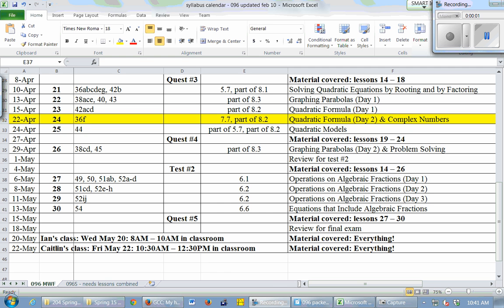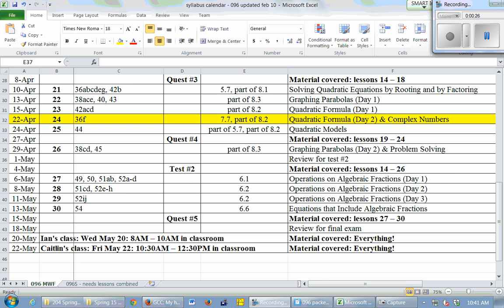Here at the schedule I've got projected, I just want to point out where we are. Today we're going to talk a little bit more about the quadratic formula. And we have another quest coming up next week on Monday.